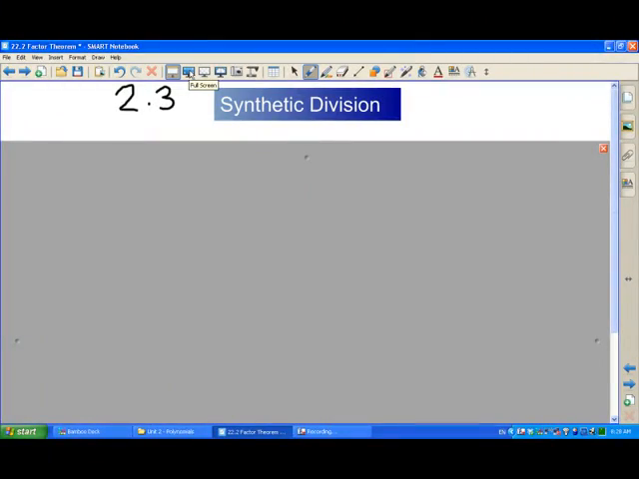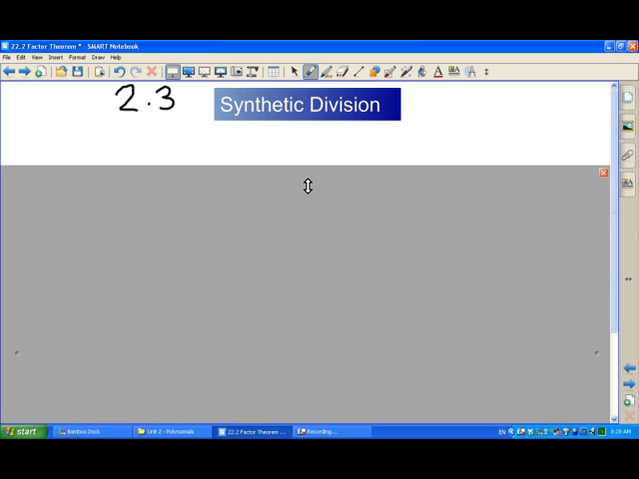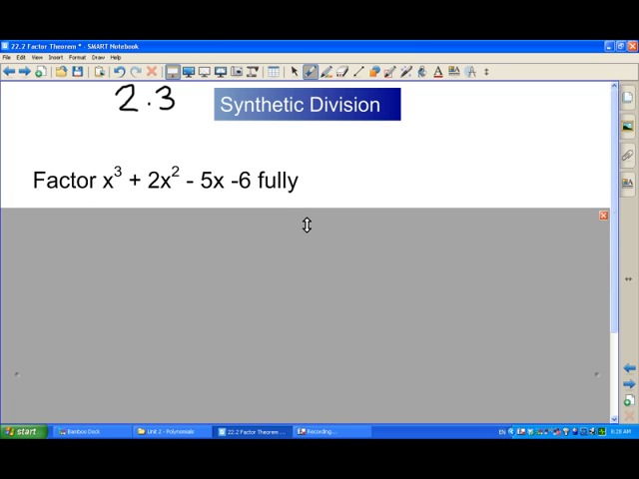Hello everyone, and welcome to lesson 2.3 on something called synthetic division. Just to get us started, we're going to take a look at a problem where we want to try and factor a polynomial fully. So factoring a polynomial into as many factors as we can find.